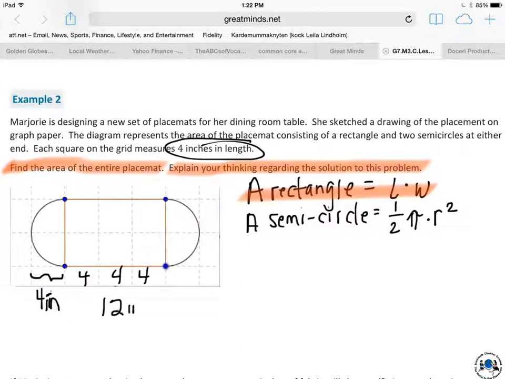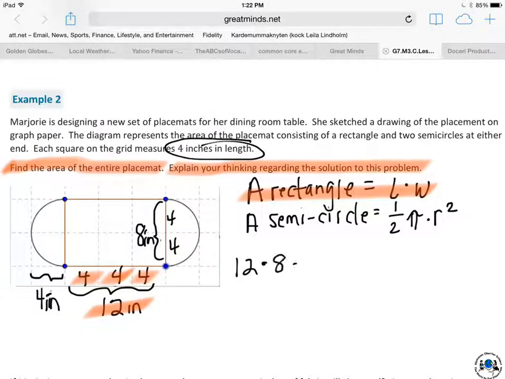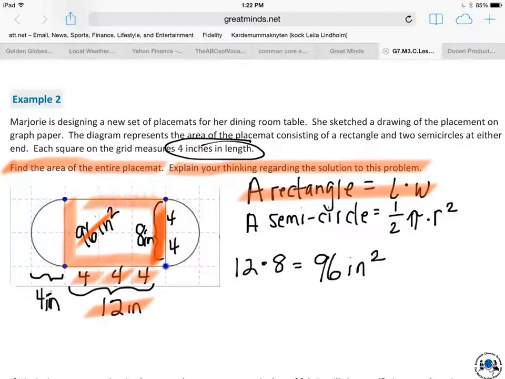Let's watch that happen here. Okay, what I do know is that each one of those segments is 4 inches, so I just add those 3 fours that you see there. That's where I got that 12 inches as being my length or my base. Do the same thing for the height or the width, and that was 8, and then 12 times 8 equals 96 inches squared. So the area of this rectangle, all of this in here, is 96 inches squared.